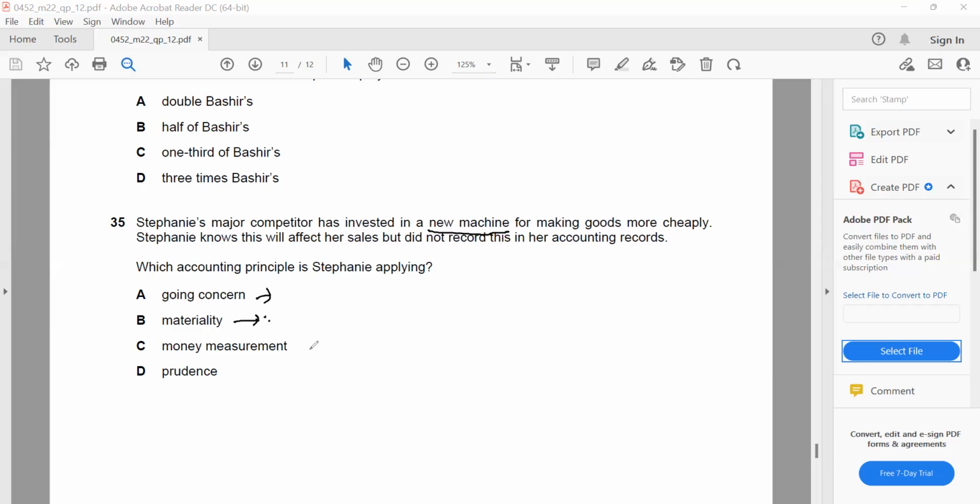Money measurement is talking about the amount that we can record into the books, which must be based on the monetary terms that we receive or purchase, not based on judgment or personal opinion. Prudence is not to overstate the profit and the asset. So the answer should be money measurement, because the sales have not come out yet, the amount has not been confirmed yet. Okay, so that is for this paper.